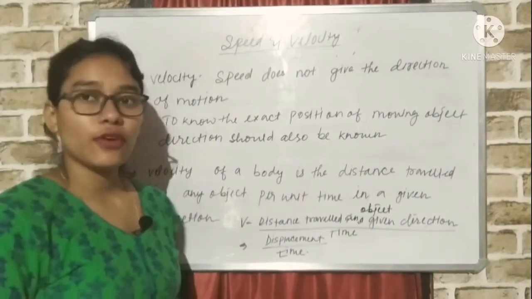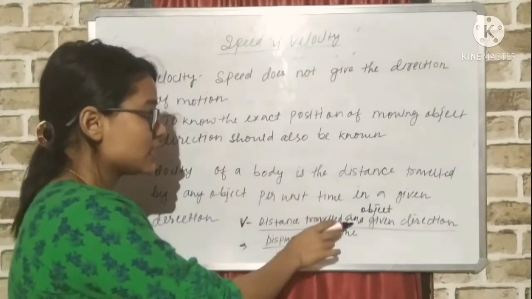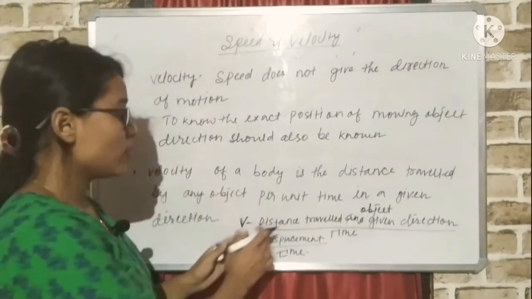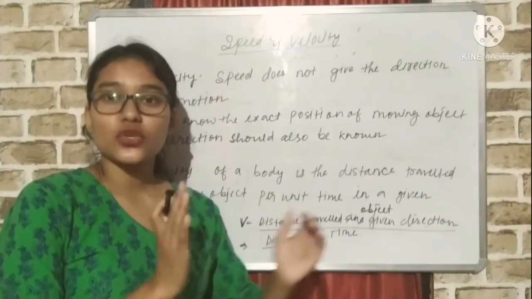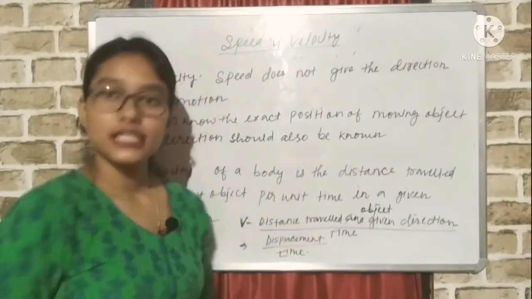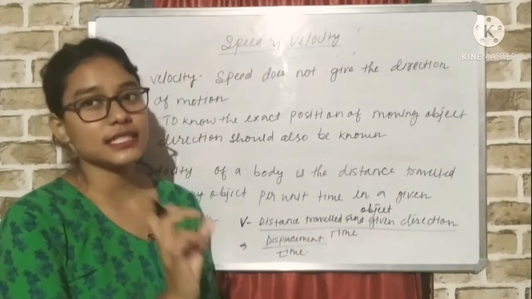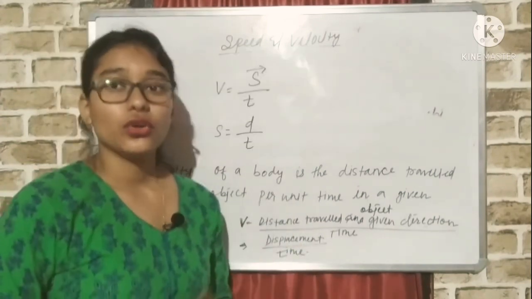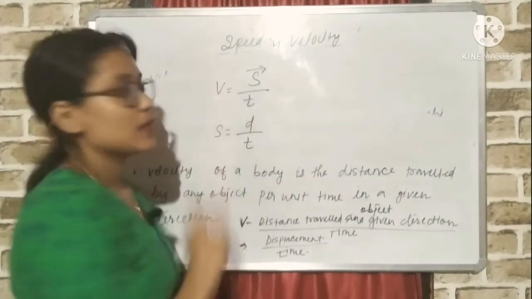Now you can derive the formula. Suppose velocity equals the distance traveled by an object in a given direction. Okay, what does that mean? See, just now we studied displacement, right? What was displacement? It was the shortest distance along with the direction. So this definition is also the same. So in place of this long definition, we can write displacement. Shortest distance along with the direction by time is what? Velocity. So how can we write the formula of velocity? Velocity equals displacement by time.